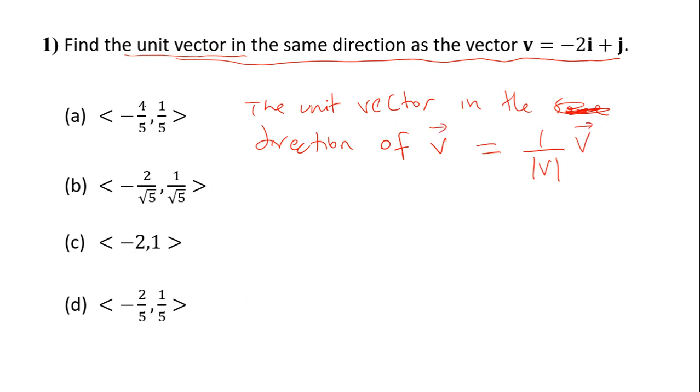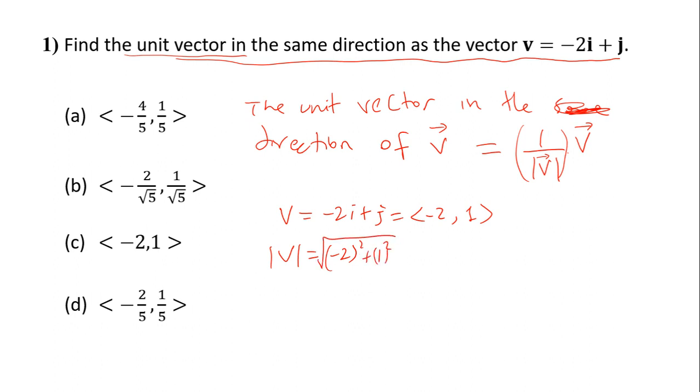Okay, I will write it with the arrow. So you have to find this number, then multiply it with the vector. So let's apply the formula here. First, v is negative 2i plus j, so you can write this as negative 2 comma 1. So its magnitude is the square root of negative 2 squared plus 1 squared. It will be square root 5.